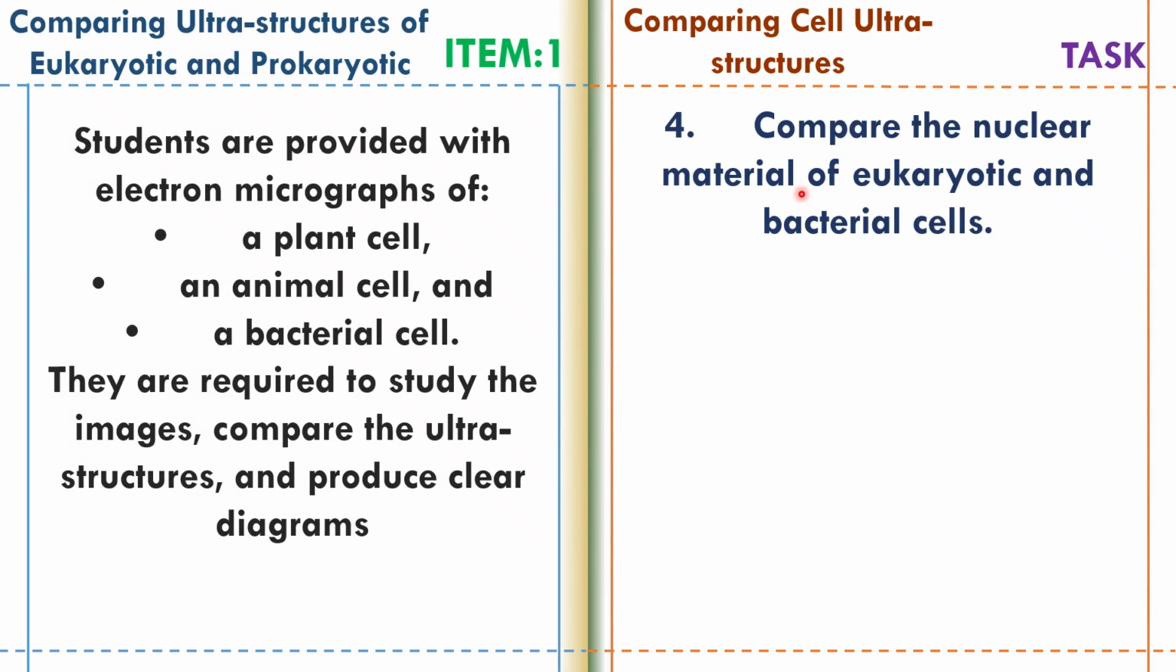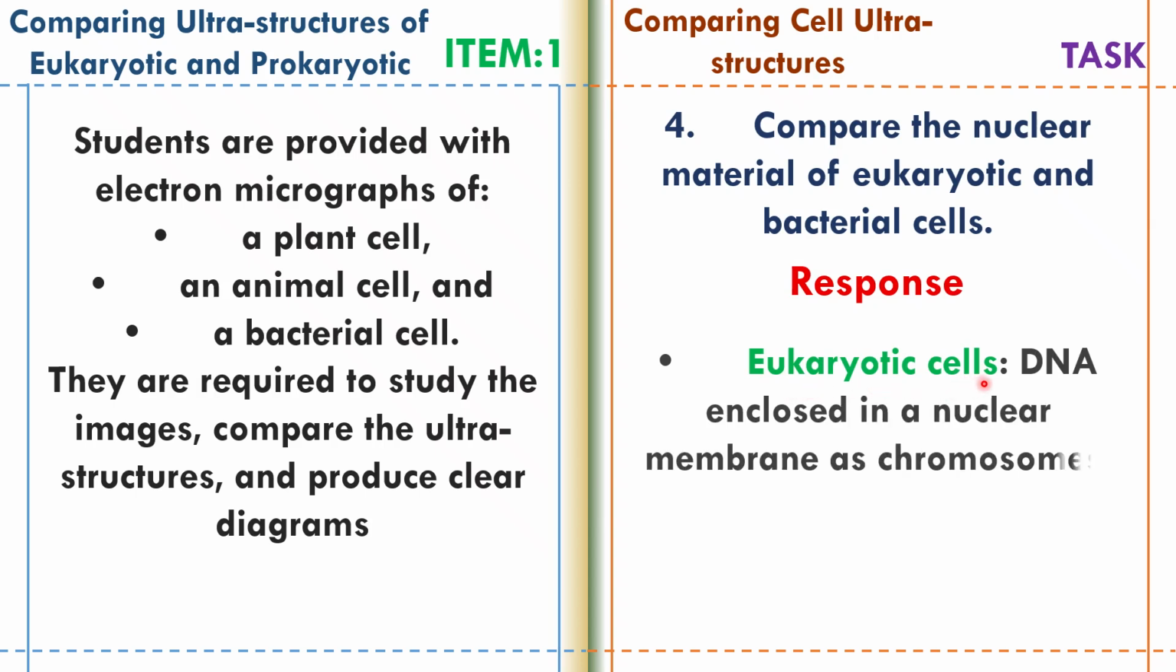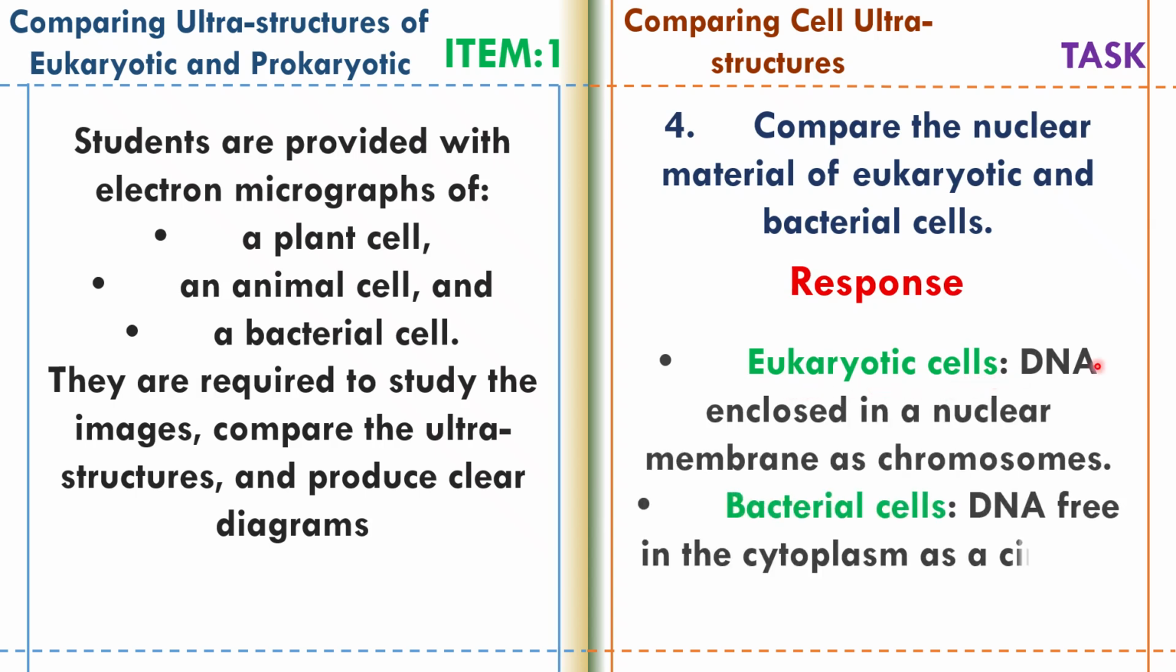Compare the nuclear material of eukaryotic and bacterial cells. Eukaryotic cells, DNA enclosed in a nuclear membrane as chromosomes. Bacterial cells, DNA free in the cytoplasm as a circular molecule.